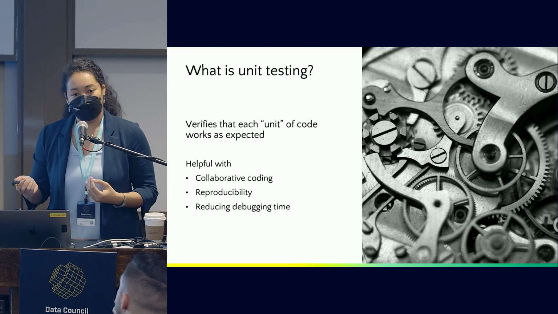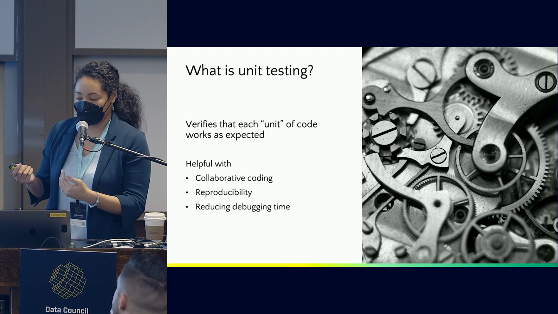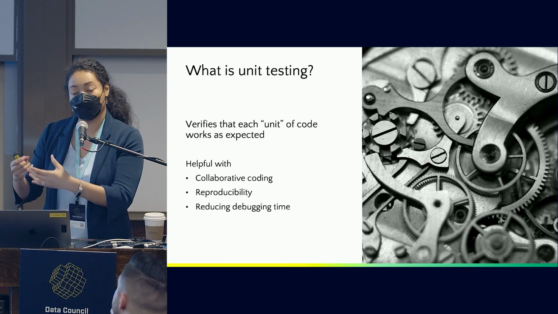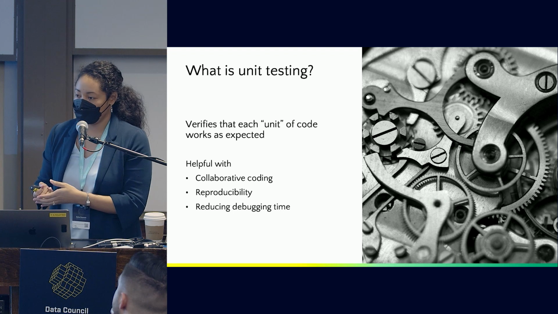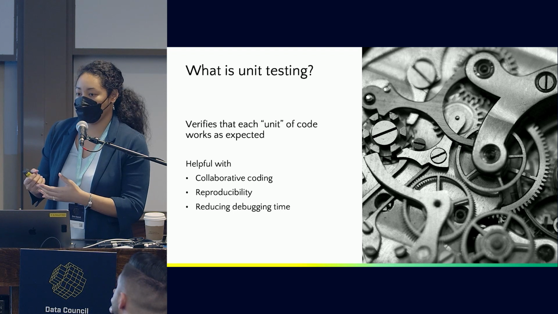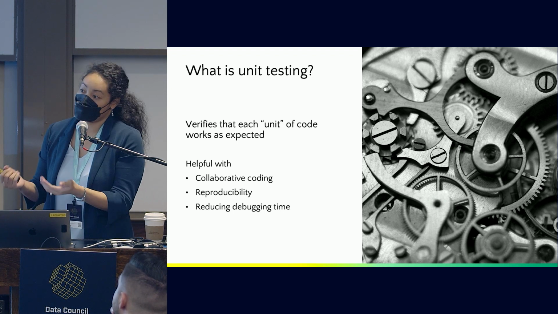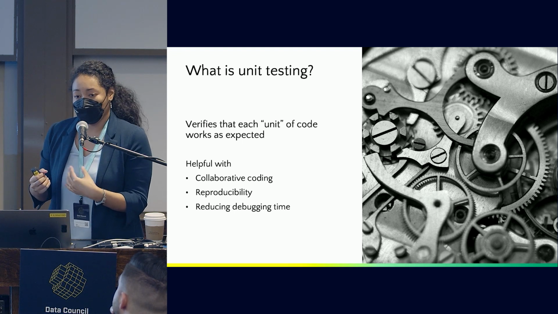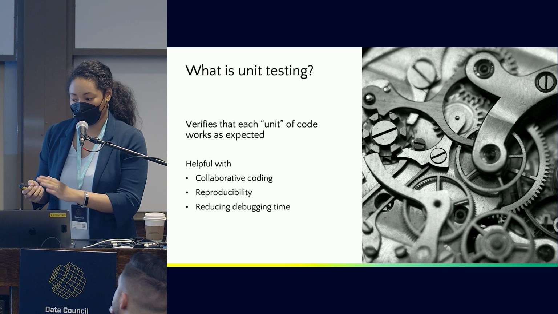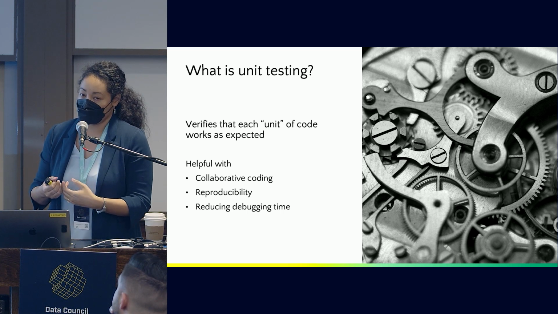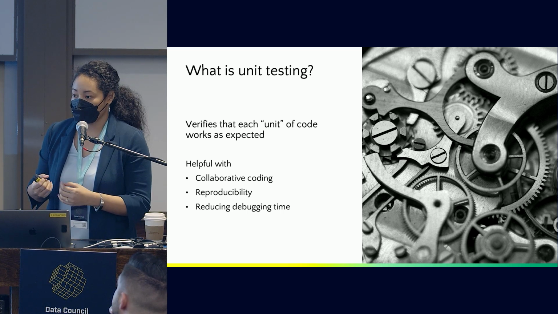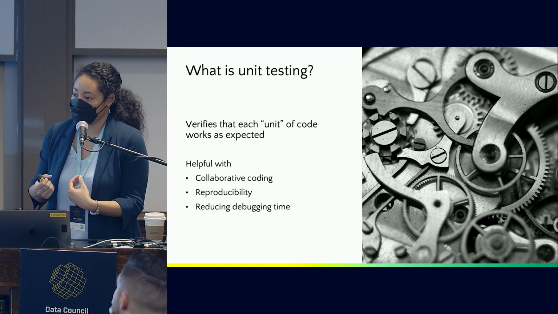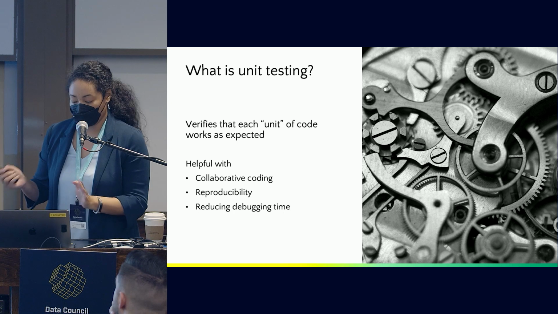So what is unit testing? When it comes to unit testing, it's essentially making sure that every little piece of code, or each unit, is working as expected. You can think of it as a quality check, making sure each of the gears in your clock is working, like a small part of the broader solution. This is really helpful for collaborative coding in particular, but it's also useful when you're just writing code for yourself as well. It really helps with reproducibility, as well as helps reduce debugging time, and it's generally a really good practice.